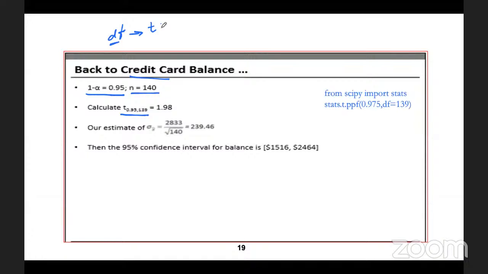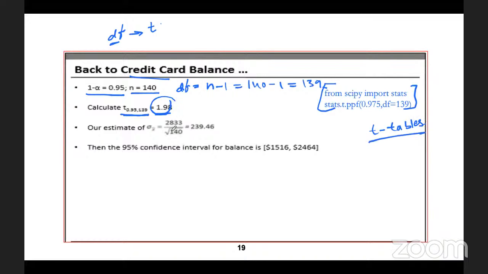So that is what the t distribution is characterized by: degrees of freedom. For a 95% confidence level, df is n minus 1, that is 140 minus 1, 139. So here you can see 0.95 comma 139 is equal to 1.98. So how do you get this? Use this command to get this value, or you can also search for the t tables. Just search in Google for t tables.